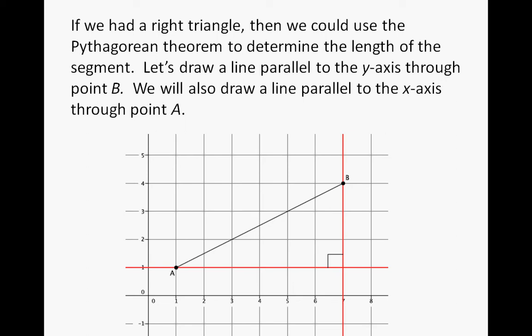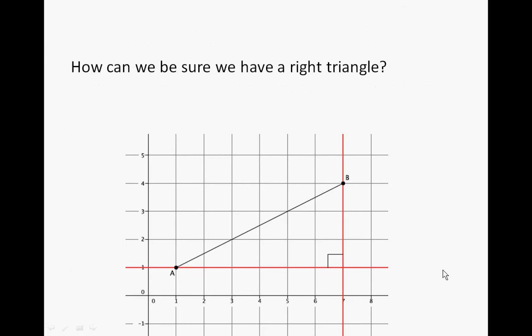So let's draw a line parallel to the y-axis through point B, and we will also draw a line parallel to the x-axis through point A. If you can see the red lines here that are parallel, you see that we form a right triangle. So how can we be sure that we have a right triangle?